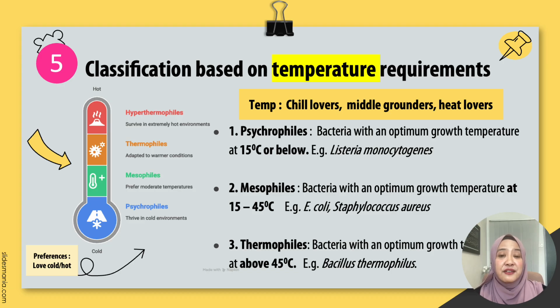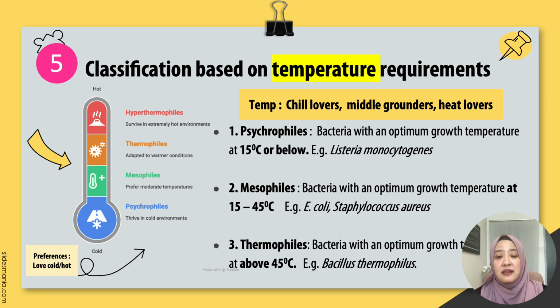Next is bacterial classification based on temperature requirements. Some bacteria can grow wonderfully at room temperature. Some can withstand very cold temperature. Some can withstand very extreme hot temperature. And that is the basis of the classifications. So psychrophiles are bacteria which can grow optimally at 15 degrees and below. For example, Listeria monocytogenes can withstand a very cold temperature.